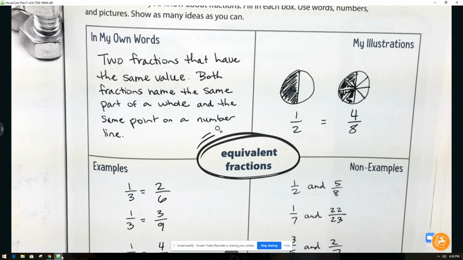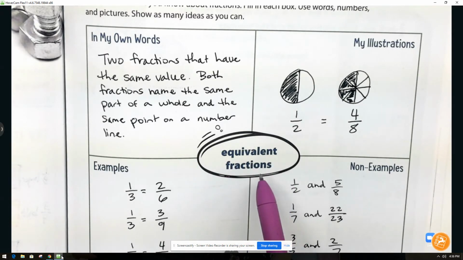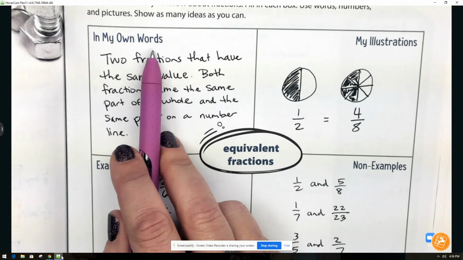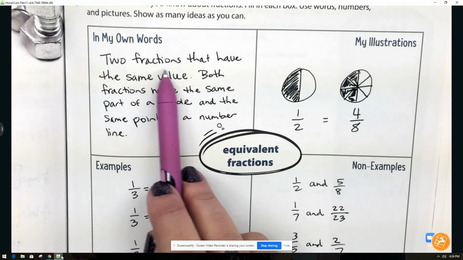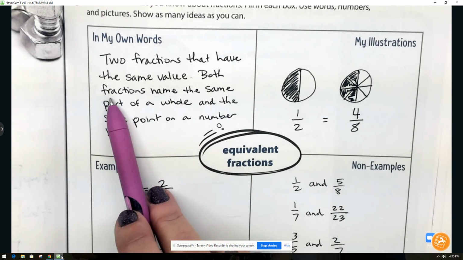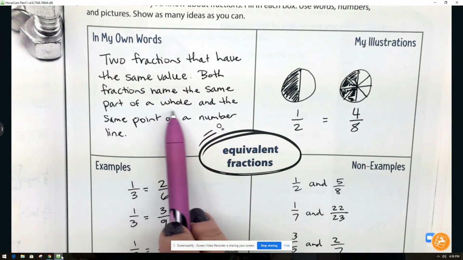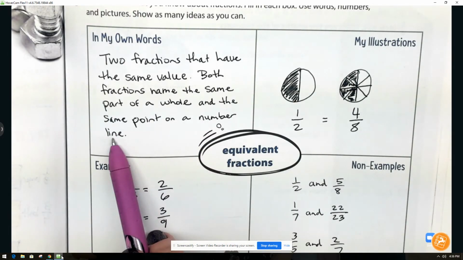So our vocabulary word in math today is equivalent fractions. So what are equivalent fractions in our own words? Equivalent fractions are 2 fractions that have the same value. Both fractions name the same part of a whole and the same point on a number line.